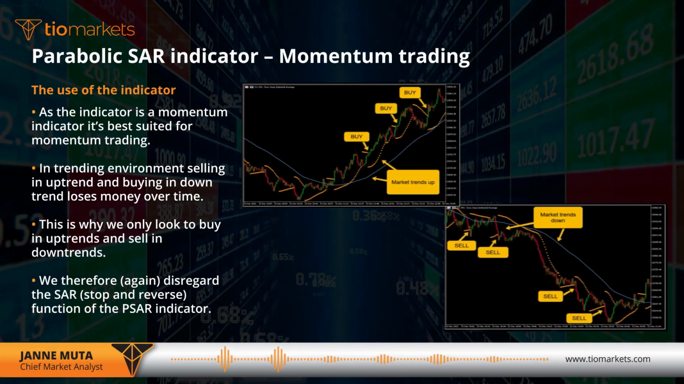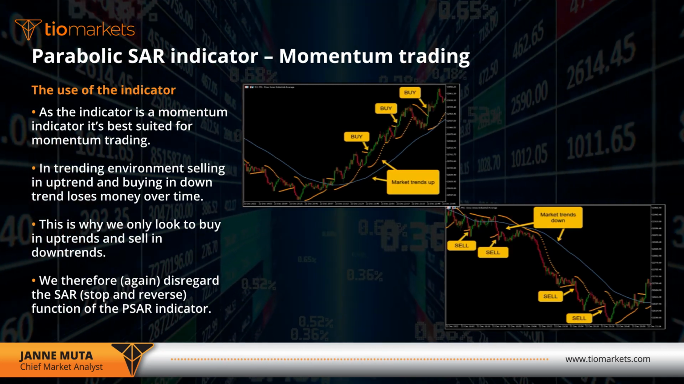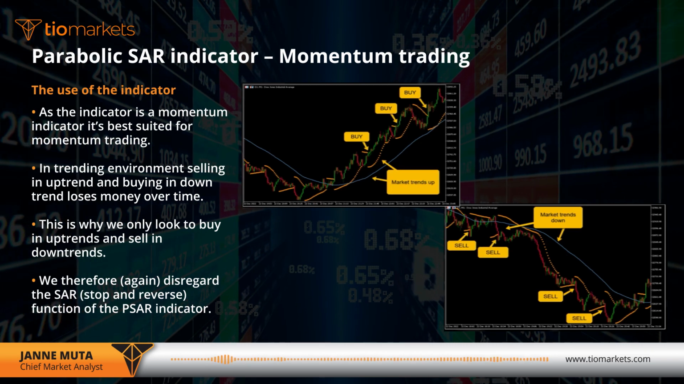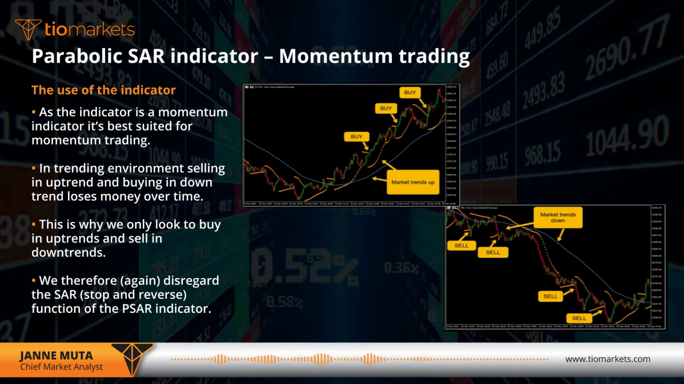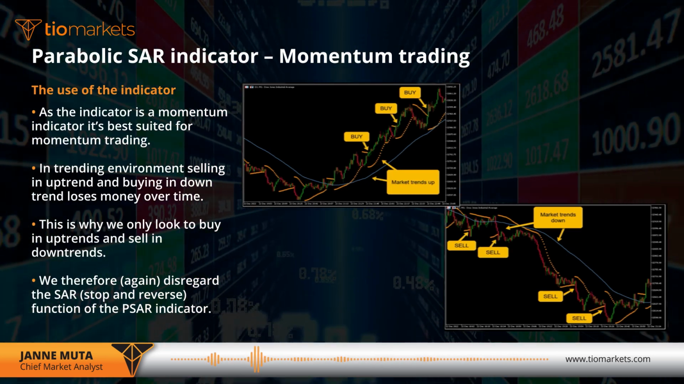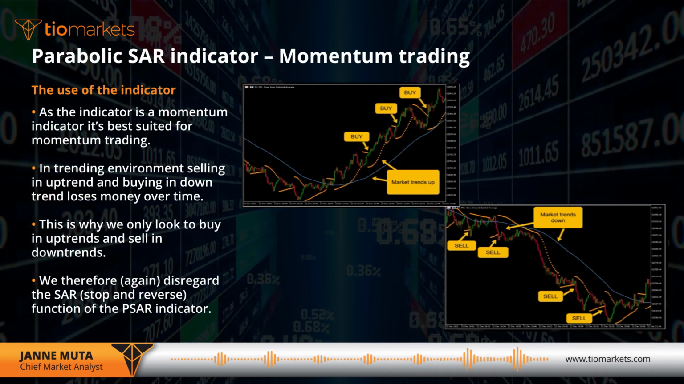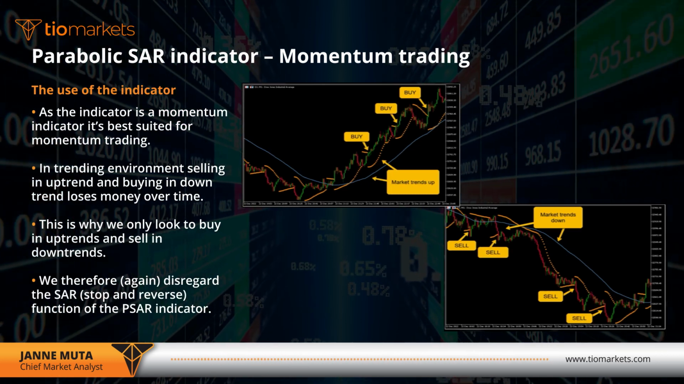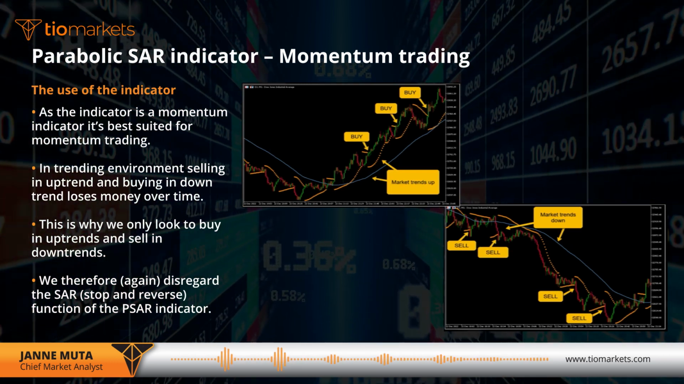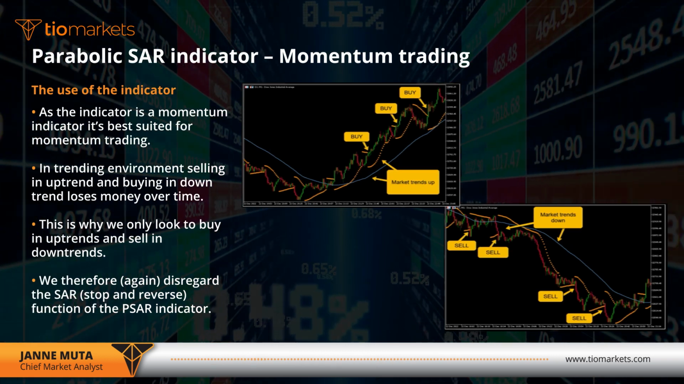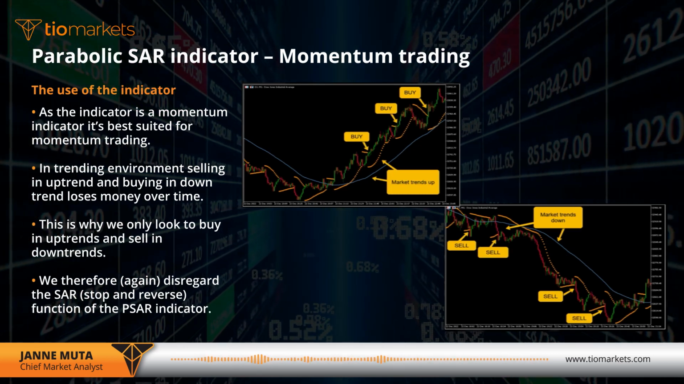Okay, then we look at momentum trading with the Parabolic SAR Indicator. As I have said a few times already, it's a momentum indicator. It's best suited for momentum trading, and in a trending environment, we look for buy opportunities in uptrends and sell opportunities in downtrends. That's because we don't want to be sellers in uptrends and buyers in downtrends, because those approaches lose money over time.